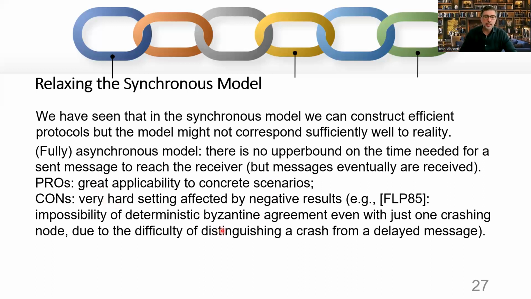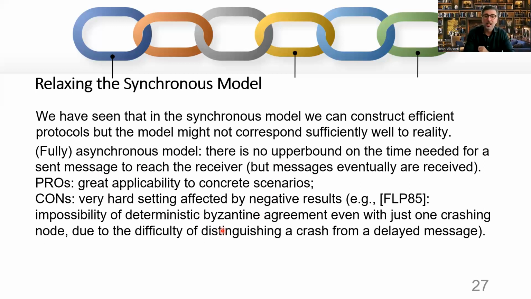Unfortunately, this is not a direction where we can go. This setting is so limited in what it gives to us that there are impossibility results, or whenever something is not impossible, it's anyway very hard to do, in the sense that it's very inefficient, and therefore we have to look at something else. There is, for instance, the impossibility of deterministic Byzantine agreement, even with just one crashing node. So no Byzantine adversary, just a node that crashes.